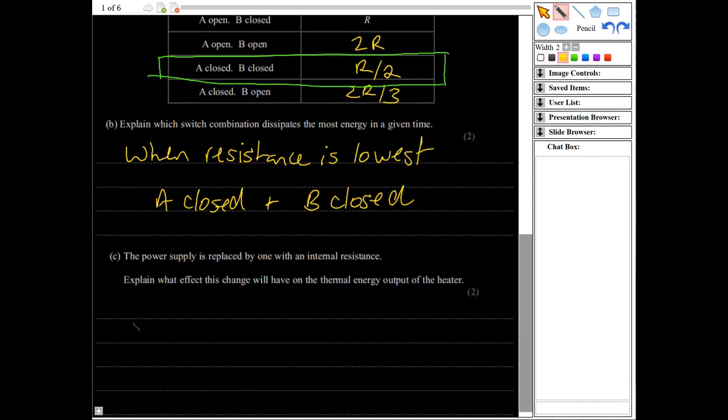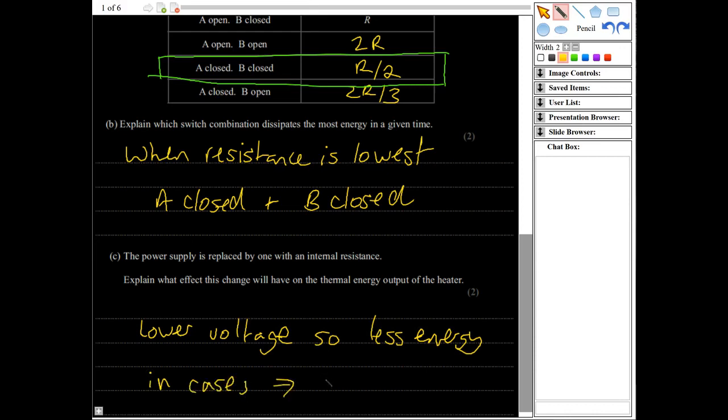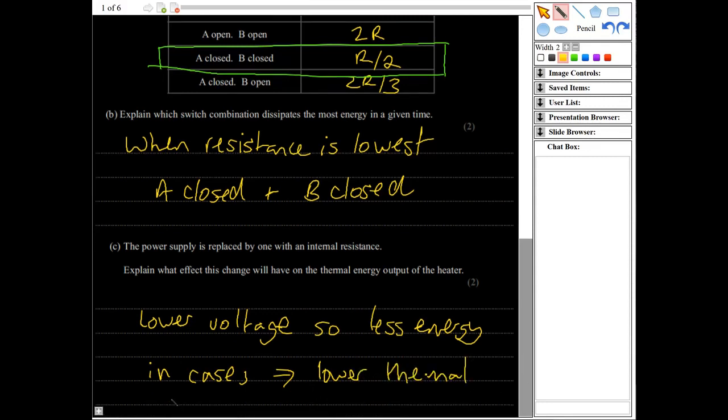So there would be a lower voltage, so less energy in all cases, so lower thermal output. Okay, that concludes the question.